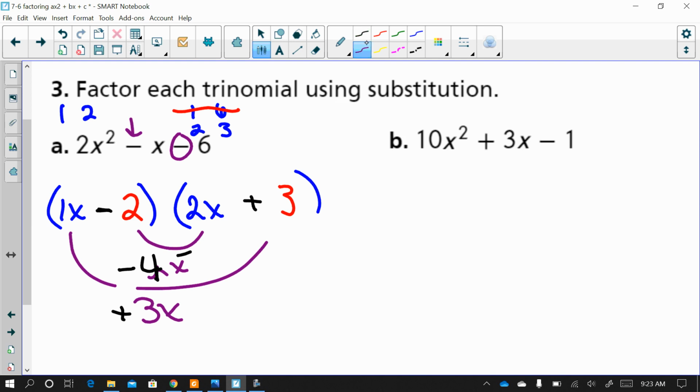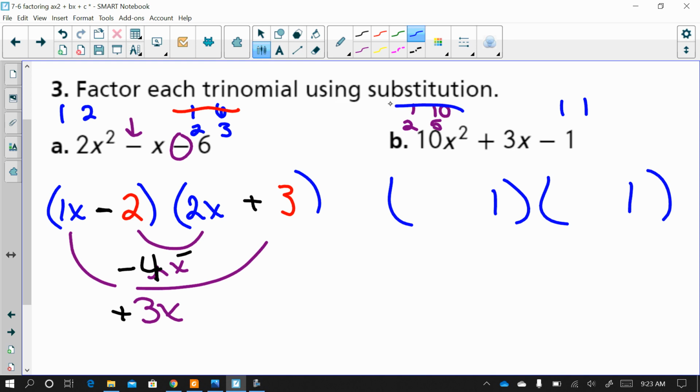Okay, 10 only, so we have 1 and 10, or 2 and 5. Oh, there's only one way, 1 and 1. So I'm going to go ahead and do my 2 sets of parentheses. I know the 1 is not going to change. Okay, so my goal is to get to 3. Is the 1 and the 10 going to help me get to 3? Absolutely not. So I can cross out the 1 and the 10. So I know I can try a 2x and a 5x.